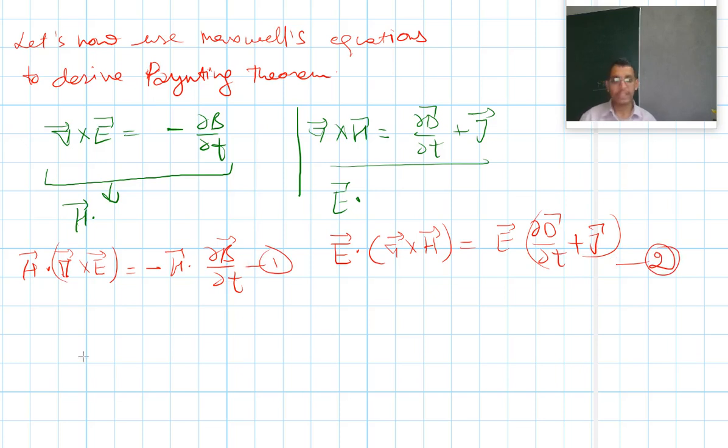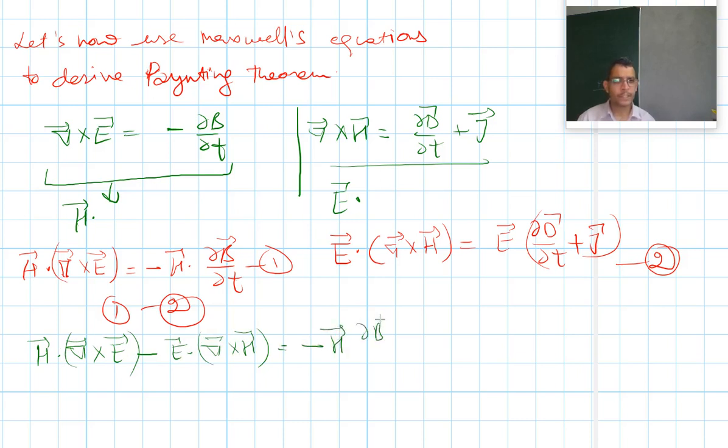Now let us apply the operation, that is 1 minus 2. So if I apply this operation, then what will happen? This is H dot del cross E minus E dot del cross H equal to minus H curly B over curly T minus E curly D over curly T plus J.